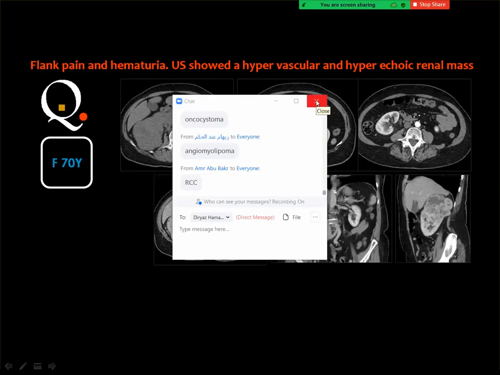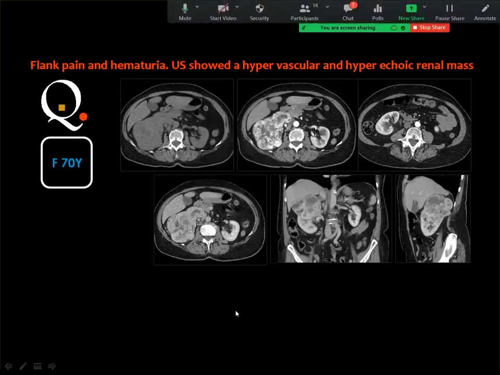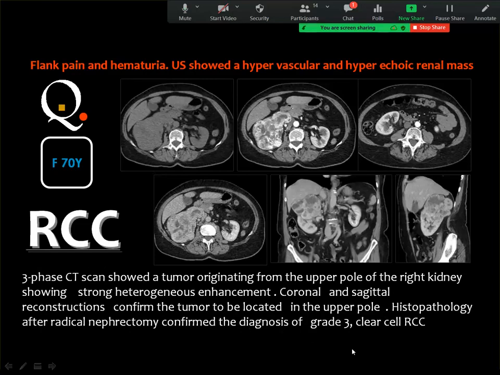Renal cell carcinoma. Yes, the right answer is renal cell carcinoma, which is the most common solid renal mass in clinical practice. You see that this is the pre-contrast, and this is the arterial phase with significant enhancement and multiple areas of tumor breakdown and cystic changes. There is no fat to suspect angiomyolipoma, and there is no fluid to suspect that this is an atypical renal cyst.